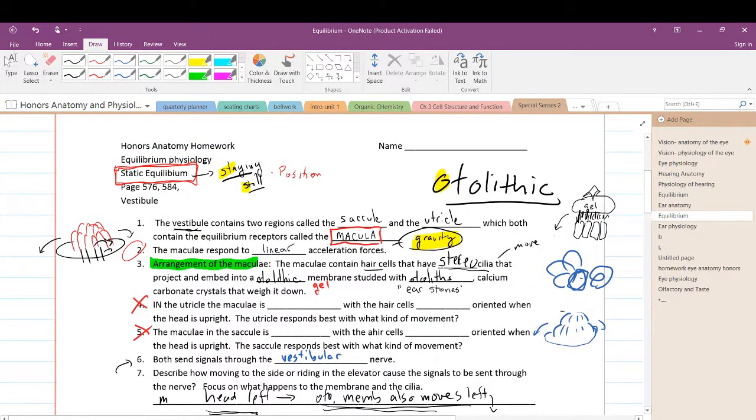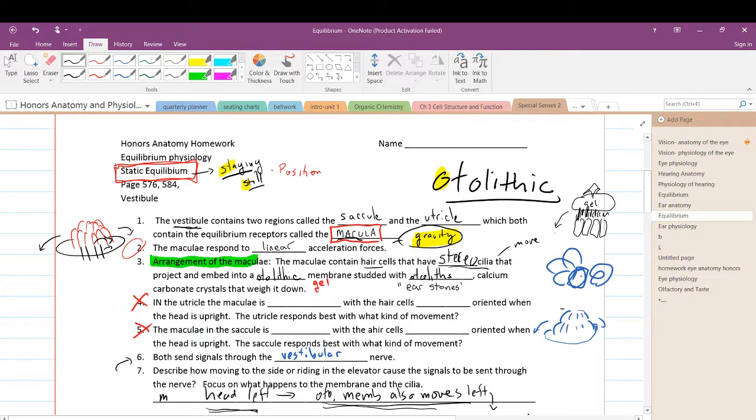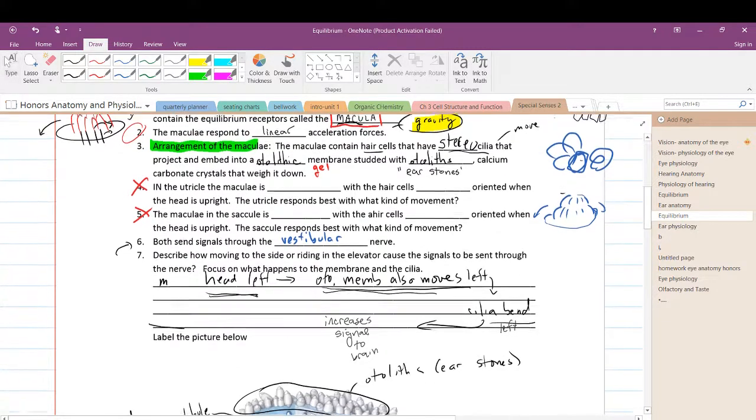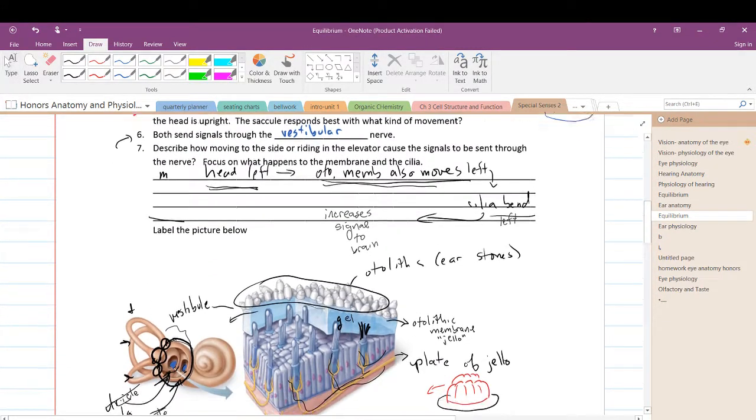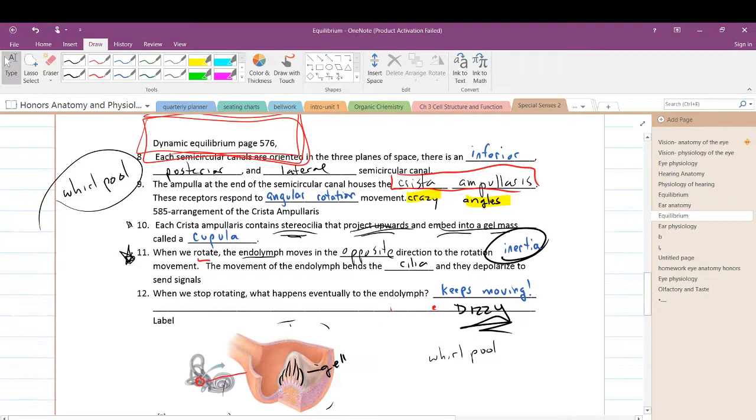So, let's just recap real quickly. Here we have the static equilibrium. The organ is the macula, responding to gravity, and we have that same or similar arrangement. The hair cells that have cilia that embed into a gel. But this time it's gravity which bends it in the same direction, sending a signal. And then the dynamic equilibrium, we have the crista ampullaris, crazy angles, which are at the base of each semicircular canal. This has a same or similar arrangement, stereocilia with cilia projecting upwards into a gel called the cupula.